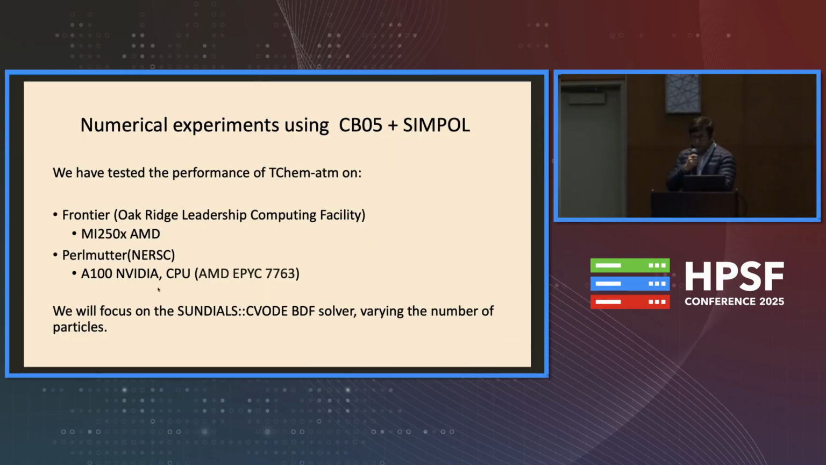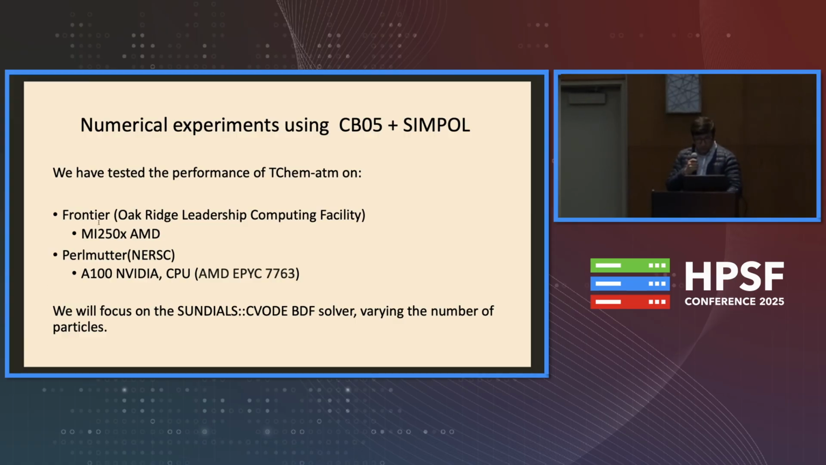So I want to show you some examples on performance. What I'm calling CB05 plus simple is just the configuration. This is a combination of gas plus particles. Basically, it is air pollution plus particles that transfer mass from the gas phase to the particle phase.